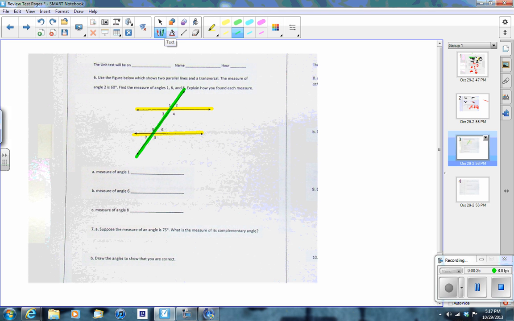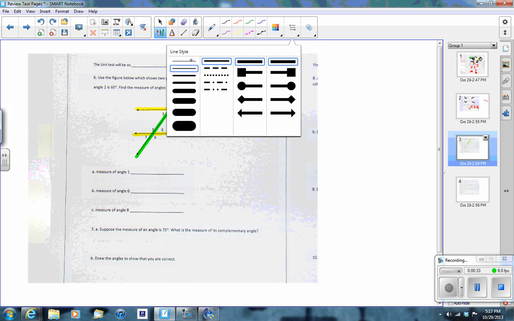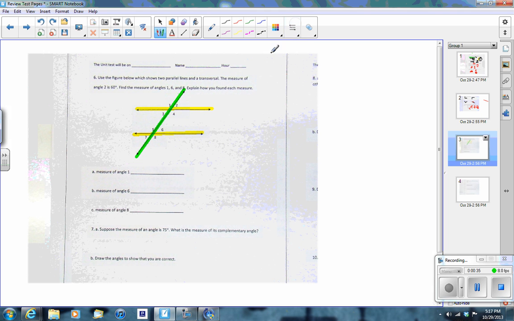We're told that angle 2 is 60 degrees, so we're going to write that in here. Let's go with a really thin marker. Okay, so we've got 60 degrees right here. We can find all the other angles based on the fact that we've got parallel lines and a transversal. The other thing we talked about was vertical angles, angles that are opposite each other, being congruent or equal. So if angle 2 is 60, angle 3 also has to be 60 degrees.